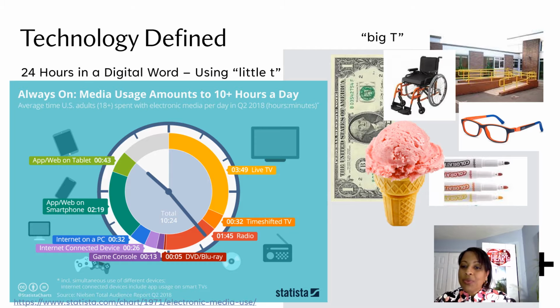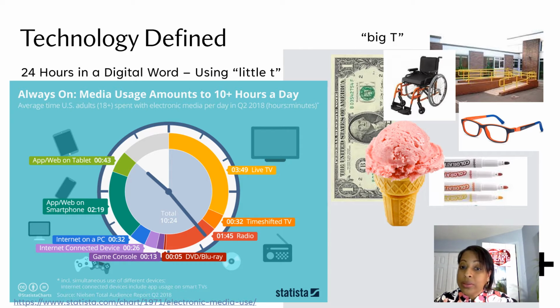So I just want to summarize some things that you should have learned so far. And everyone should have completed the voice thread activity where you got to develop a definition of technology. And many of you have learned that there's this little t technology and a big T. The big T is anything human-made or altered to solve a problem or meet a need. Doesn't have to be a digital device.